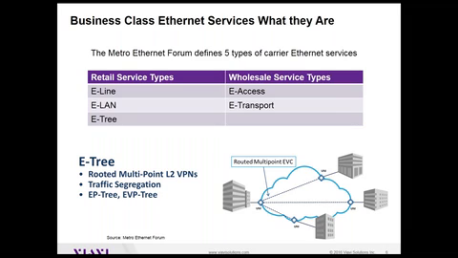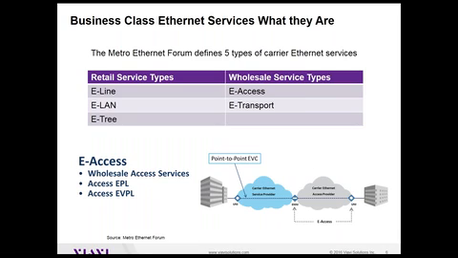So these are scenarios where, if you have a multi-tenant type scenario, you might apply an E-tree type service to that type of offering. So those are the three retail services that are offered: the E-line, the E-LAN, and the E-tree.